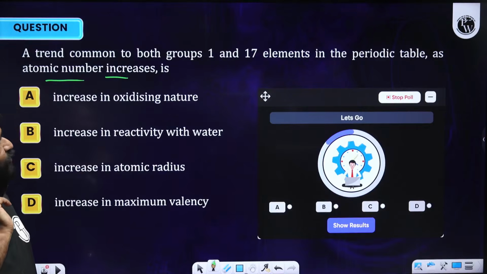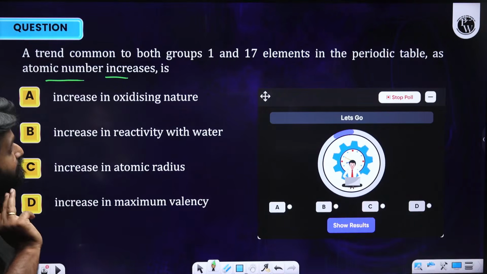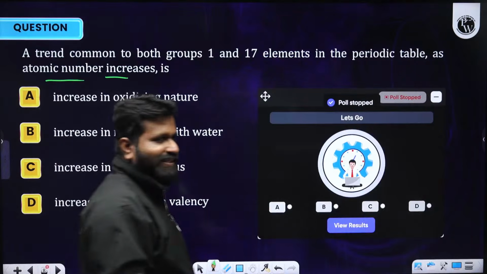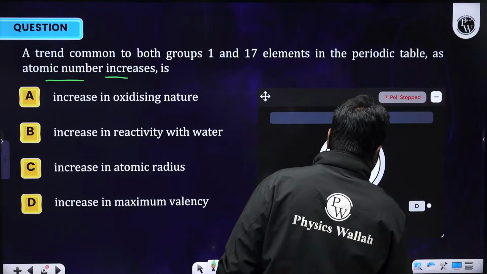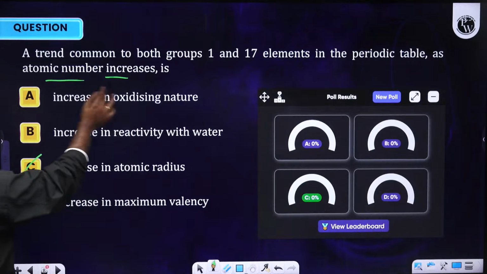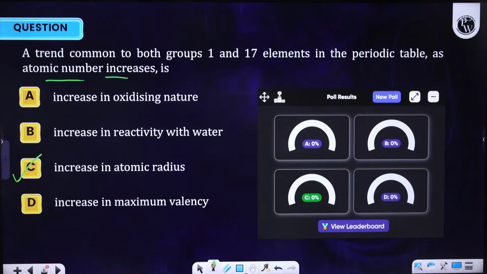Group 1 and then group 17. They are talking about the same property. So automatically, option C is the correct answer. Increase in atomic radius. If atomic number increases, atomic radius increases, in group 1 and group 17. C is the correct answer.